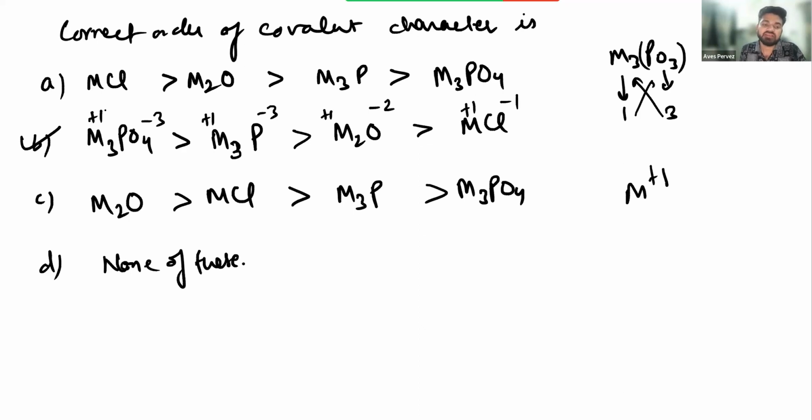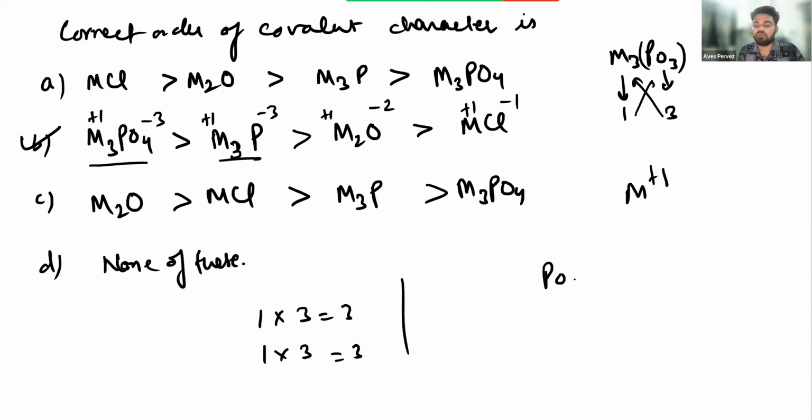Here the product of charges is 1 into 3, that is 3. Here the product of charges is also 1 into 3, that is also 3. So we cannot yet compare which of these two has more covalent character. After this we have PO4, which is a polyatomic ion. When the charges are the same, the product of the charges is the same: 1 into 3 is 3, and 1 into 3 is 3.